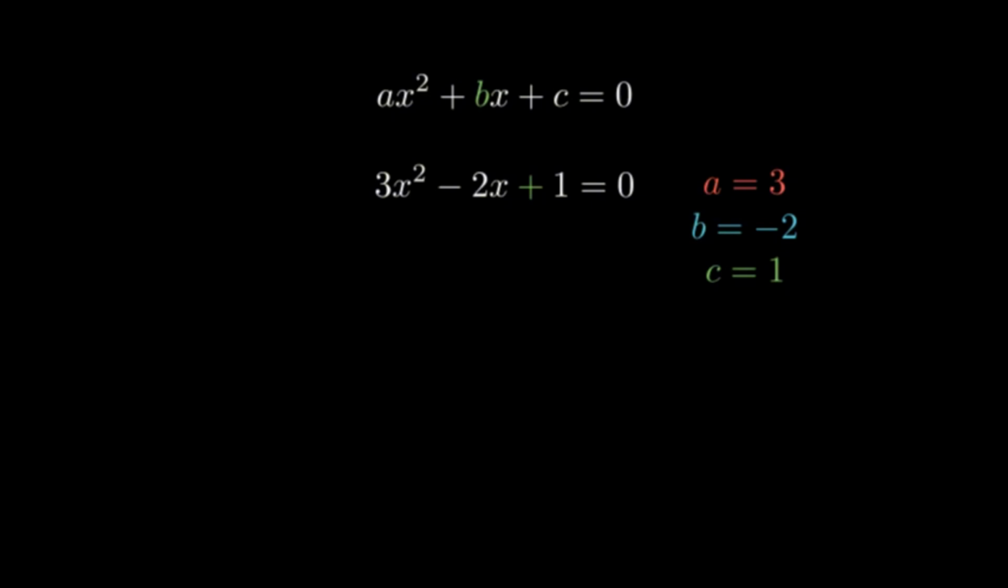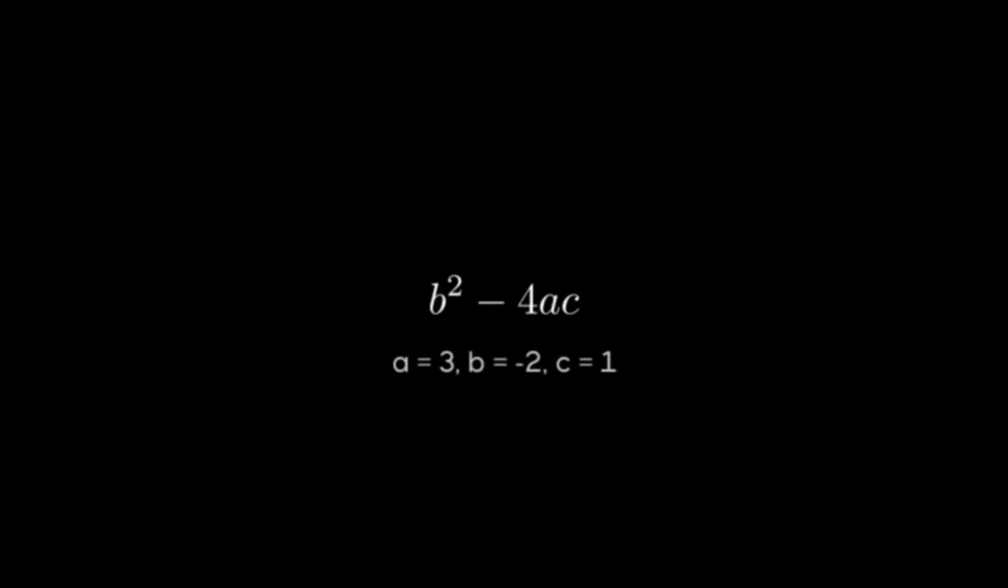Now we've successfully identified all three coefficients for our quadratic equation. We have a equals 3, b equals negative 2, and c equals 1. These values are essential for using the quadratic formula to find the solutions, which will tell us where the parabola crosses the x-axis. Let's calculate the discriminant for the quadratic equation 3x squared minus 2x plus 1 equals 0.